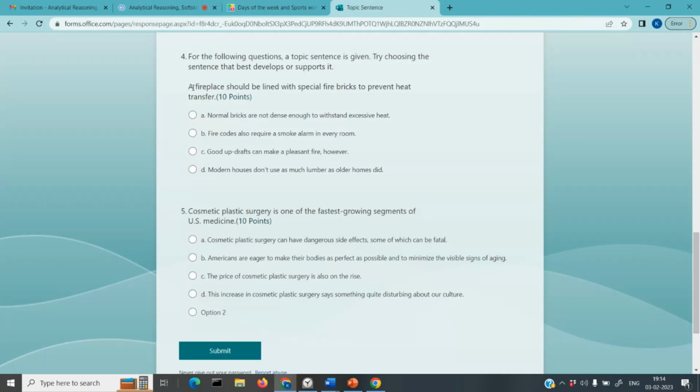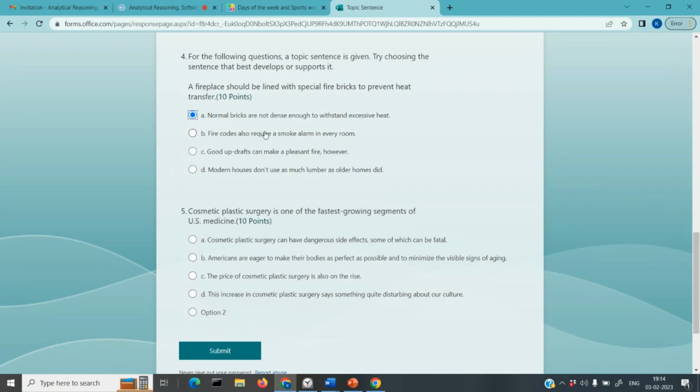Okay, ma'am. Fireplace should be lined with special fire bricks to prevent heat transfer. Option A: normal bricks are not dense enough to withstand excessive heat. Ma'am, answer A is the correct one.